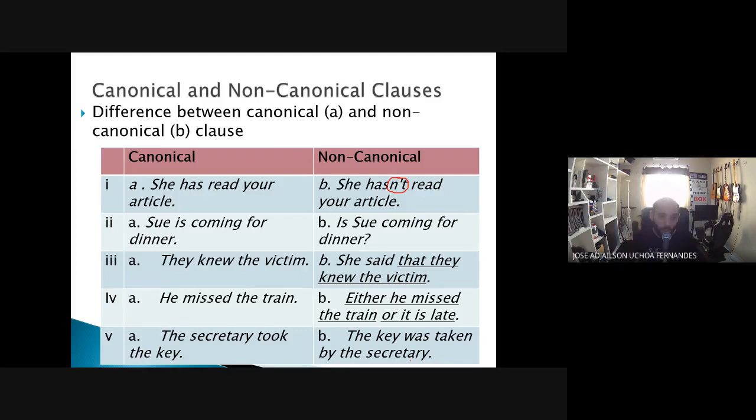In the second line, Sue is coming for dinner. And on the other column, in B, is Sue coming for dinner? Now, what's the difference?